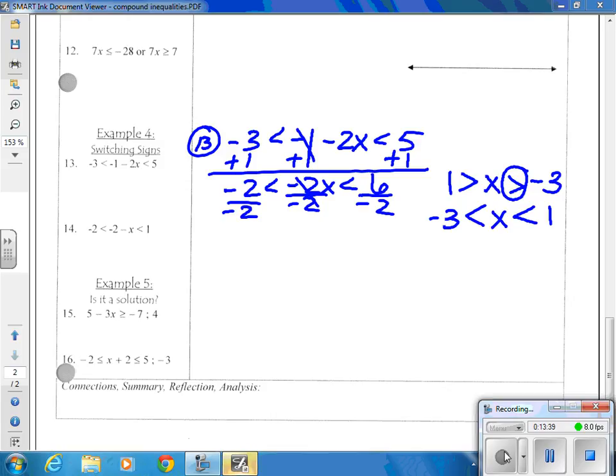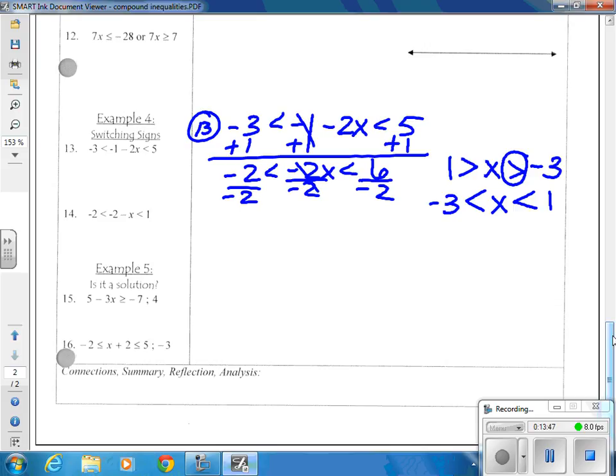Okay, and then the last one that we're going to do together through the video is number 15. The question that it's asking is, is it a solution? Which means it's giving you an inequality and you have to solve it and determine if the number that is after the semicolon, the 4 in this case, is going to be a solution to our answer? All right, so here's the way I want you to approach this. If I take 5 minus 3x is greater or equal to negative 7, I'm going to solve it for x.